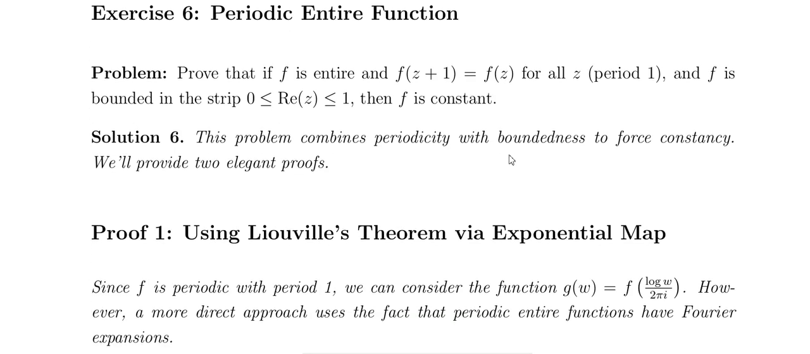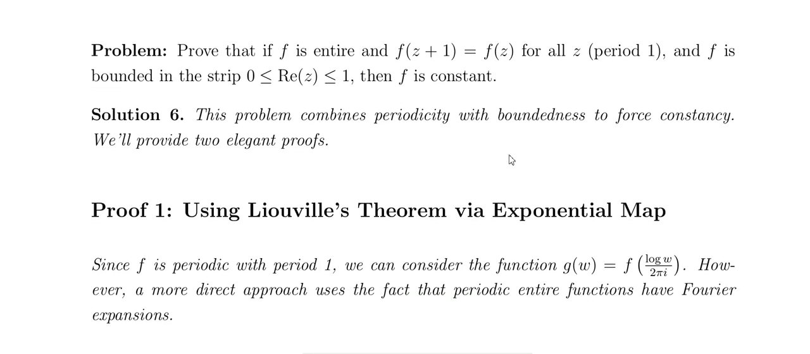Also, f is entire and f(z+1) = f(z) for all z, that is, period 1. f is bounded in the strip. So f is a period 1 entire function, and the function is bounded on the strip 0 ≤ x ≤ 1, where x is the real part of z. Then f is constant. Result.